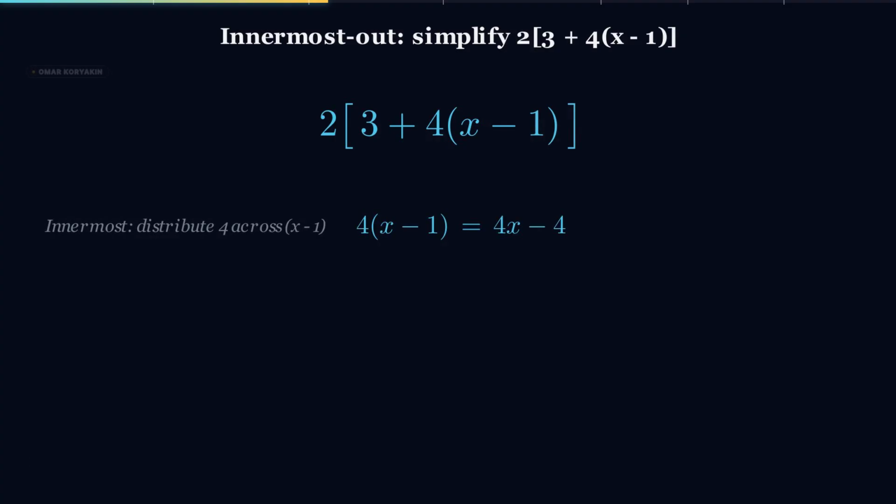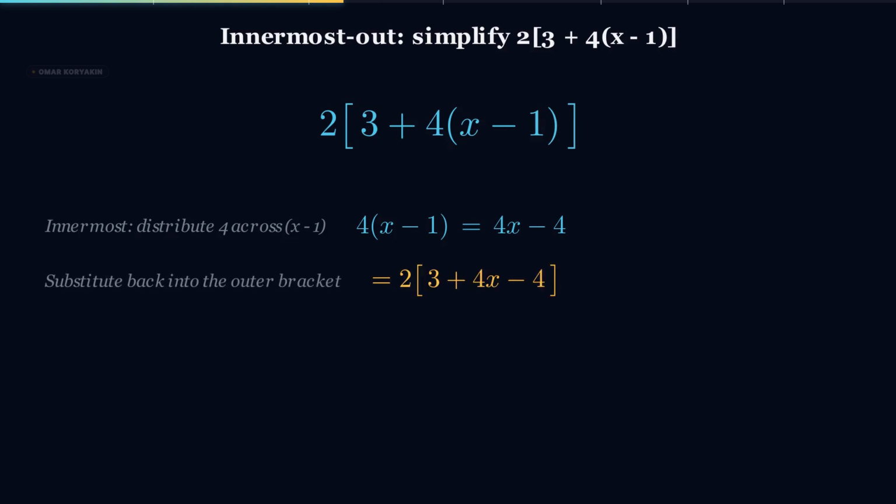Step 1. Distribute the inner factor 4 across the inner parentheses. 4 times the quantity x minus 1 becomes 4x minus 4. The inner parentheses are now gone. We do not yet do anything with the outer bracket. We treat the inner result as one chunk and move on.